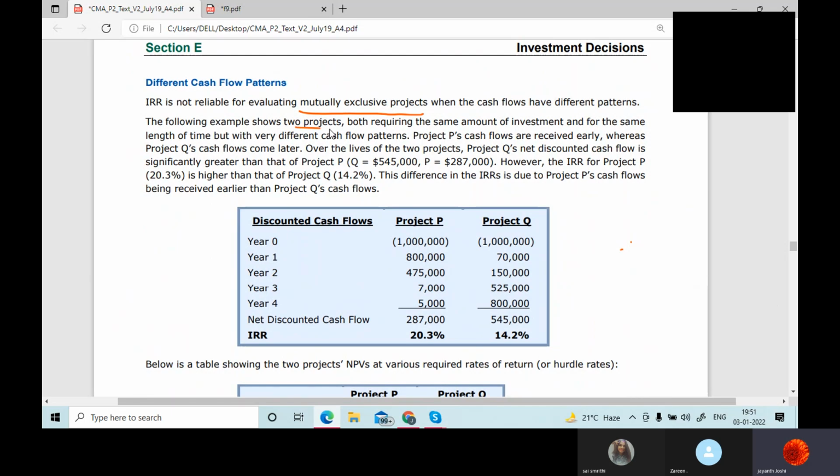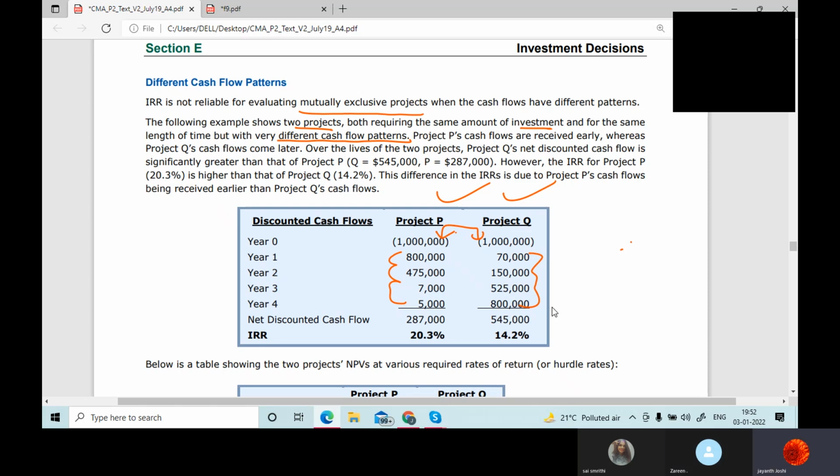The following example shows two projects, P and Q, both requiring the same amount of investment. This is a case where you're investing the same amount, that is 10 lakhs and 10 lakhs, and for the same length of time, that is 4 years, but with very different cash flow patterns. Here the cash flow patterns are in decreasing mode and increasing mode, correct? Which one is always better? Are increasing trend cash flows better, or decreasing trend cash flows?